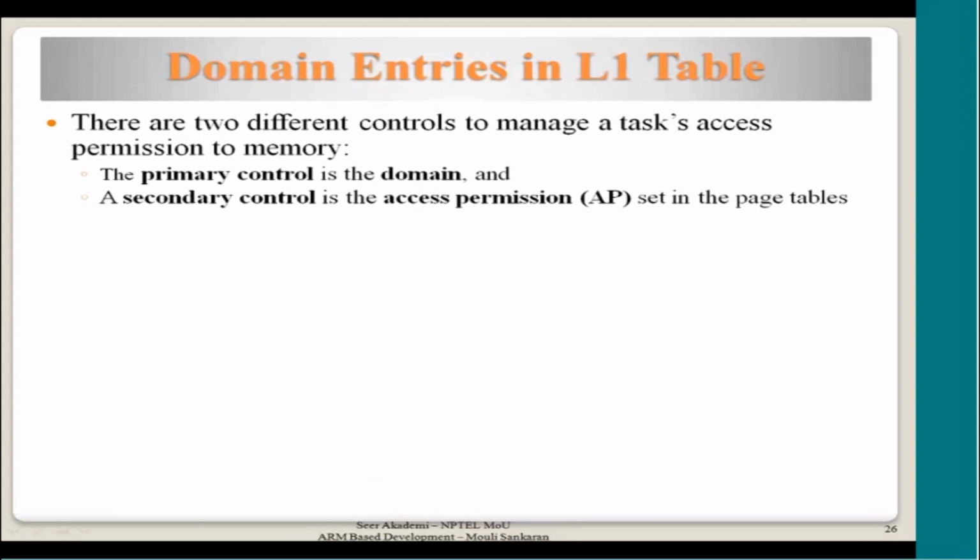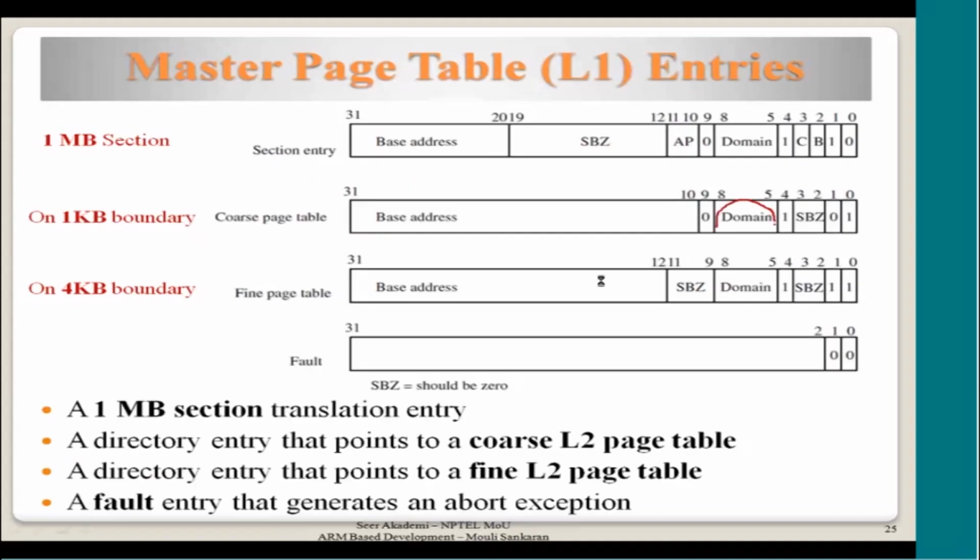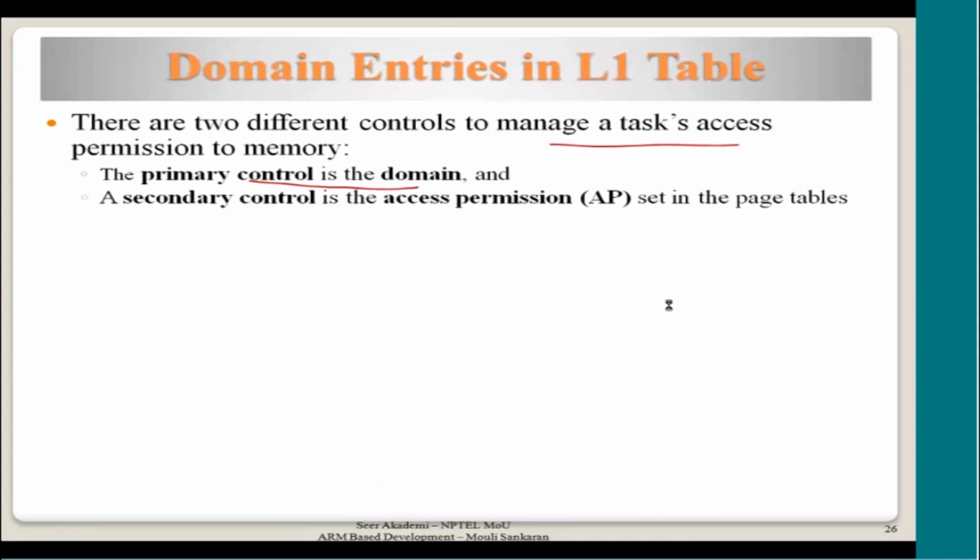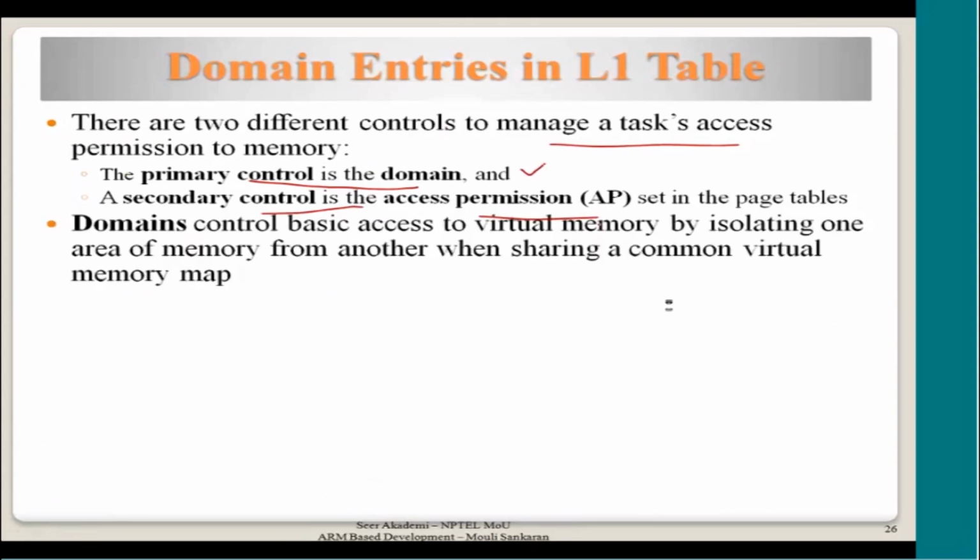Good. Now there are two different controls to manage the task access. Primary control is domain. So in this case, I said domain is there. Domain has 4 bits allocated for that. I am explaining what those 4 bits mean. So primary control is the domain, and then secondary control is the access permission bit.